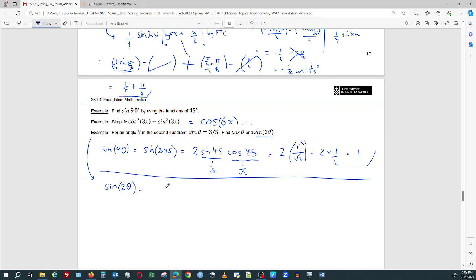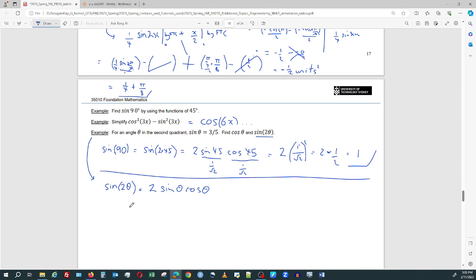It's equal to one of the substitutions, sine theta, cos theta. Very straightforward. Okay, so how do we use that in our version?